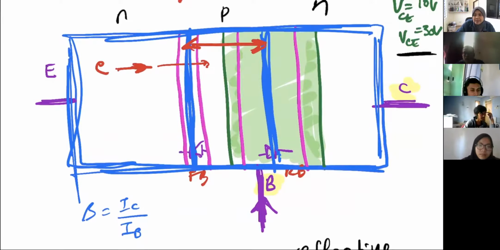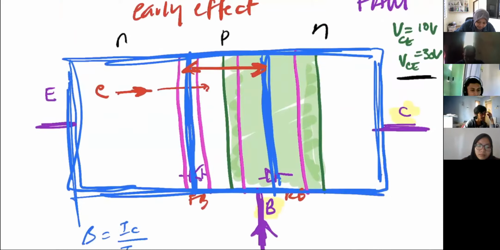Kalau with no bias, the base width is that one. Then with VCE of 10 volt, it becomes the purple line here. It becomes this line. Now with VCE becoming 30 volt, it becomes smaller, right?